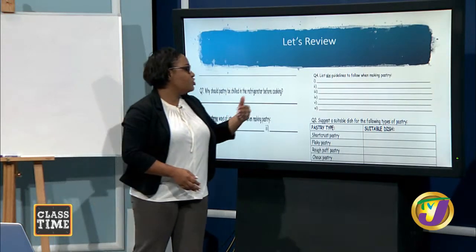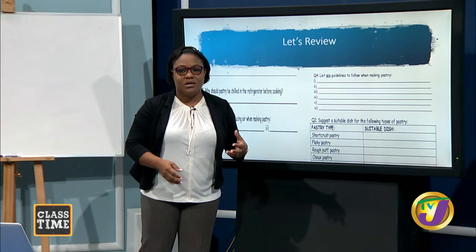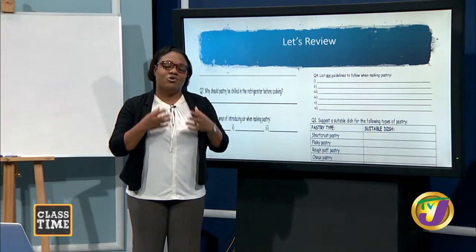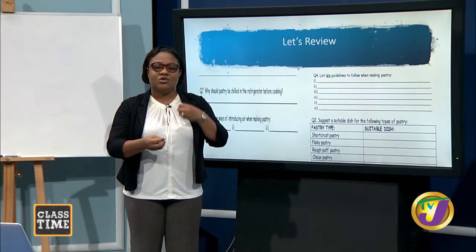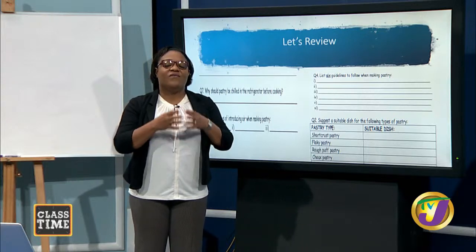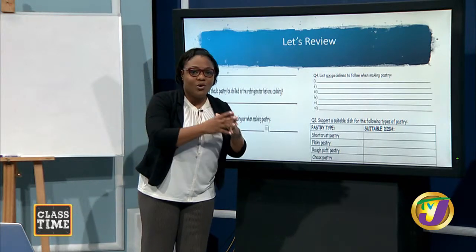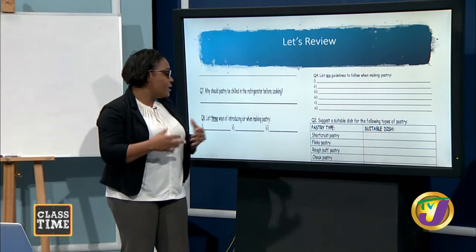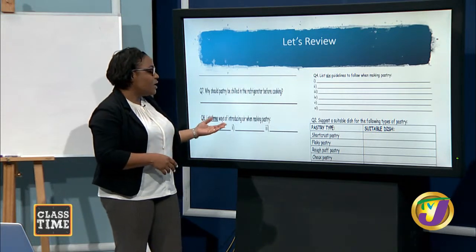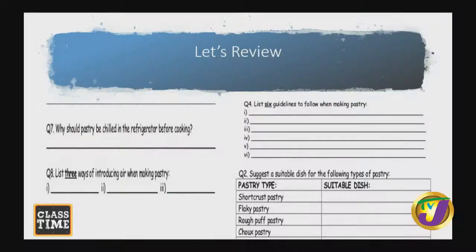Why should the pastry be chilled in the refrigerator before cooking? That is to maintain the structure. You want the fat to be as cold as possible before adding it to the oven for baking, before you get the final product. How can we introduce air into pastry?